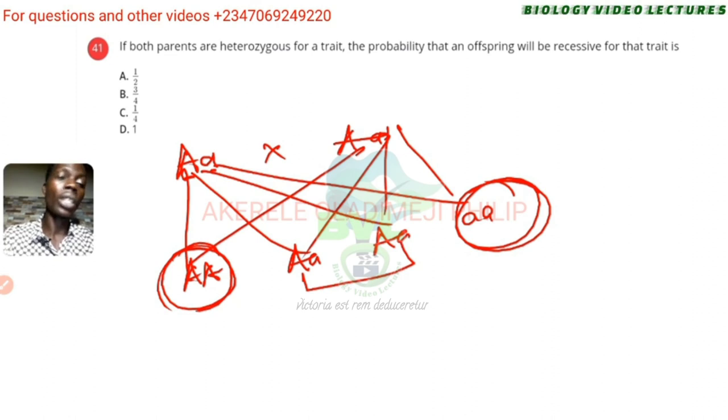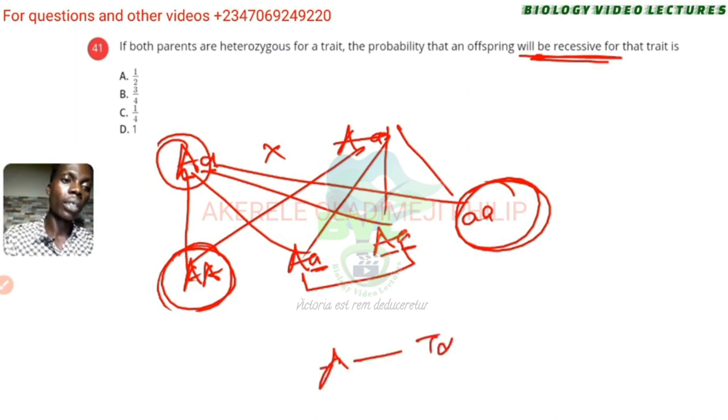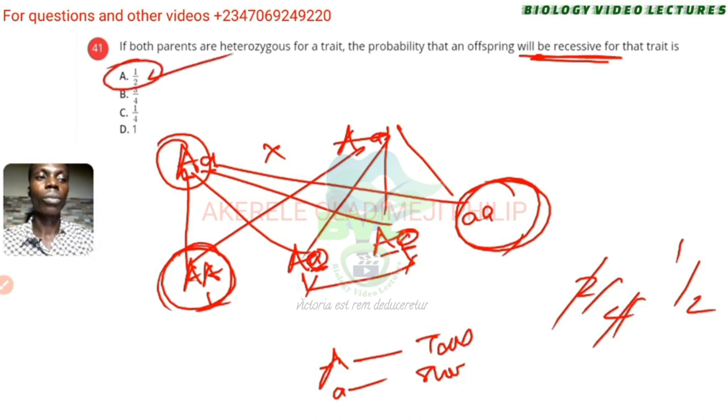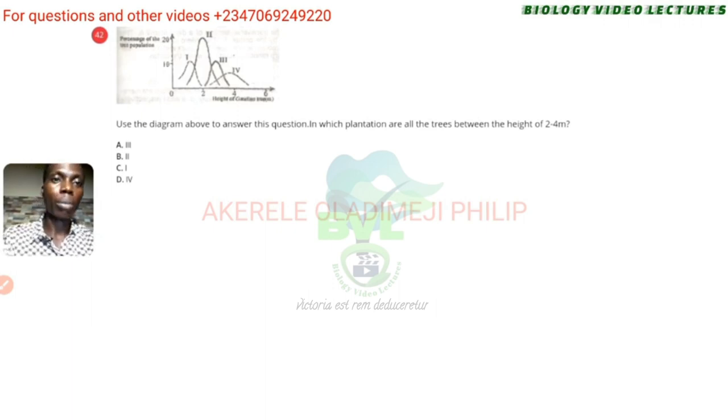Now this is heterozygous. You ask, what is the probability that an offspring will be recessive for the trait, if both parents are heterozygous? So how many of them have the recessive trait that is not showing? Let's say capital A is for tallness, and small a is for shortness. So they have shortness in them, but it's not showing, the trait is recessive. That's 1, 2, 3, 4, it's going to be 2/4, which is going to be 1/2 at the end of the day. That's A.